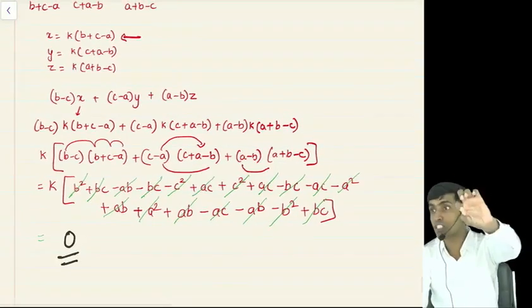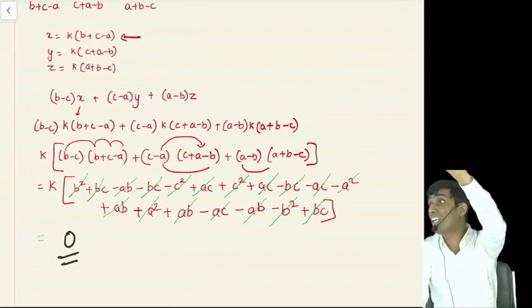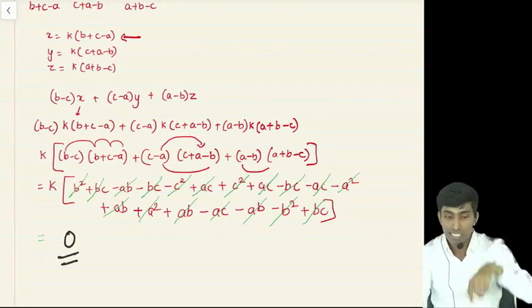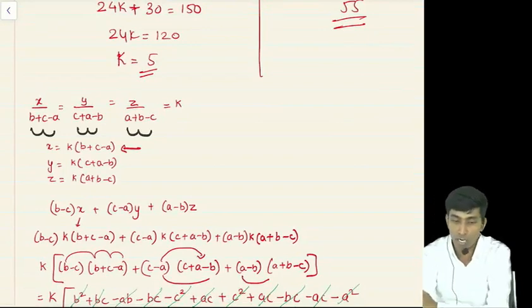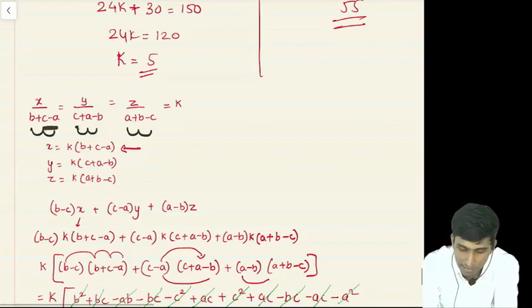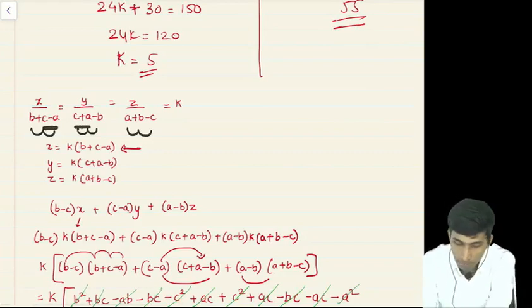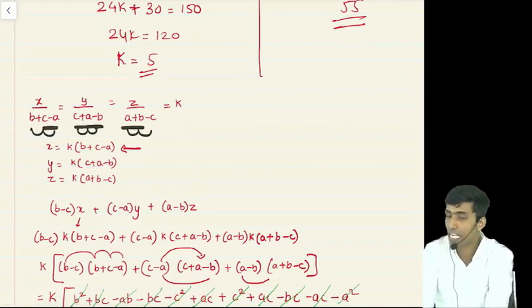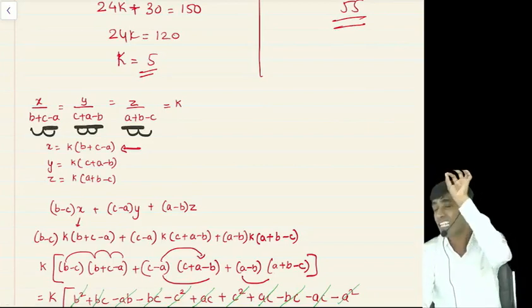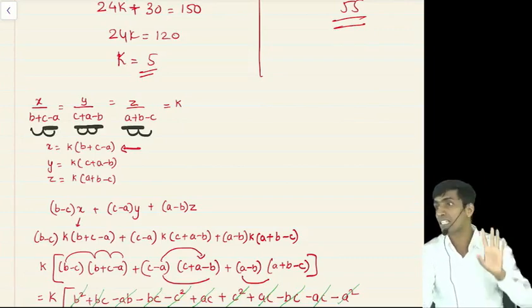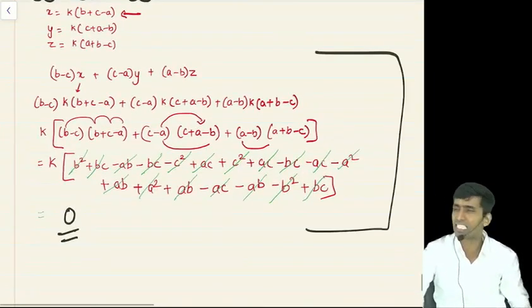Understood? In proportion, whenever the denominator is cyclical. Cyclical means what? b plus c minus a, c plus a minus b, a plus b minus c. This is cyclical. Can you see? Here it is c minus a, here it is becoming c plus a and then minus b. Here it is a minus b, here it is becoming a plus b minus c. If the denominator is cyclical in proportion, 99.99% the answer is 0. Do you think you will be able to solve this in the exam?